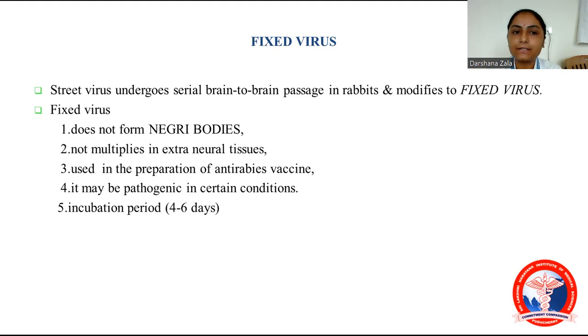And these Negri bodies are made up of rabies proteins and other materials. The fixed virus does not multiply in extraneural tissue, while the street virus can multiply in neural as well as extraneural tissue. The fixed virus is used in the preparation of the anti-rabies vaccine.